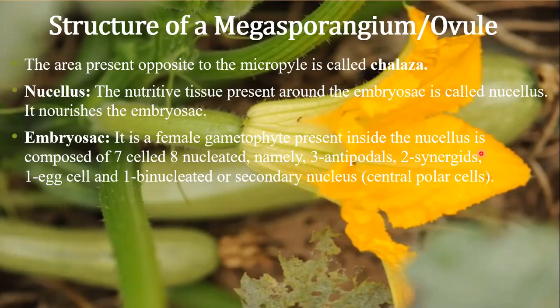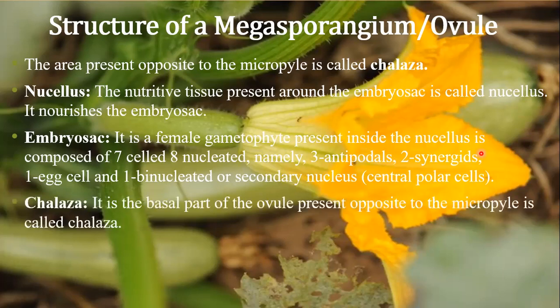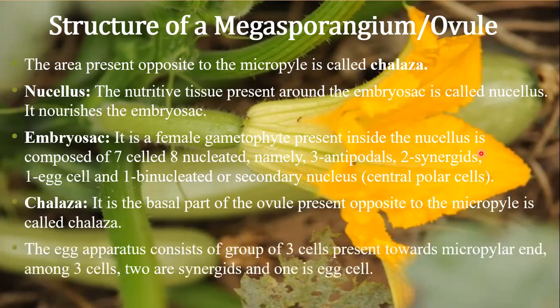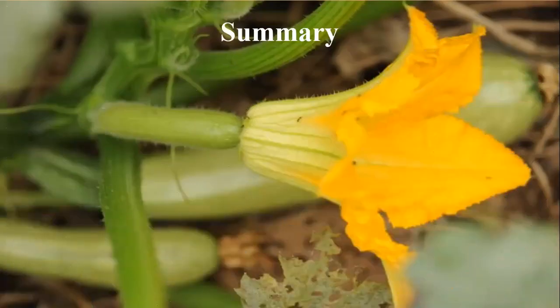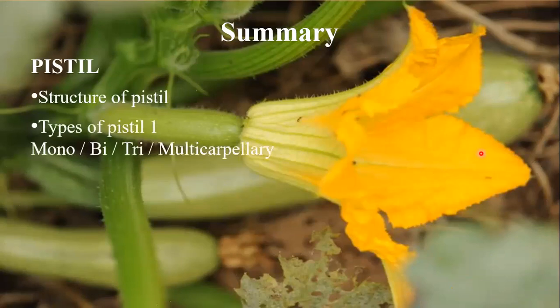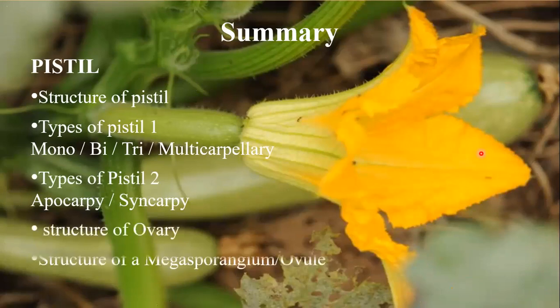We will study the structure of the embryo sac in the next video. Chalaza is the basal part of the ovule, opposite to the micropylar region. The egg apparatus consists of 3 cells which are present towards the micropylar region. And this is about this video. It covered the pistil, the structure of pistil, 2 types of pistils based on the number of carpels, whether they are fused or not, the structure of ovary, and the last one, the structure of megasporangium.